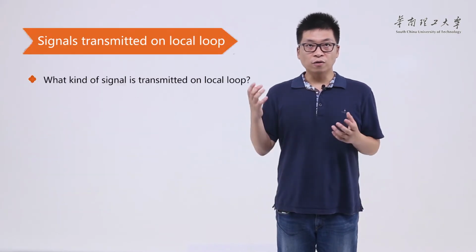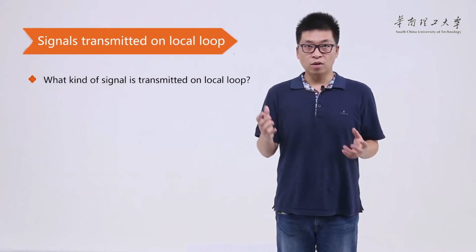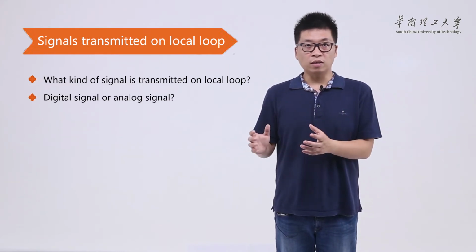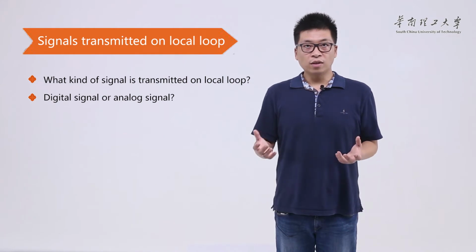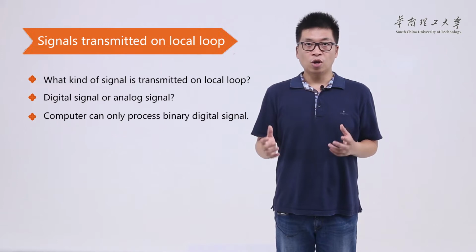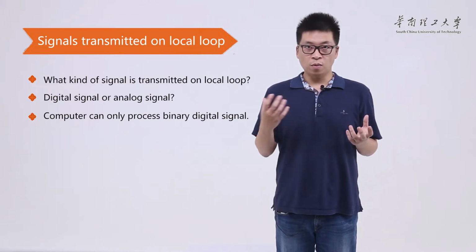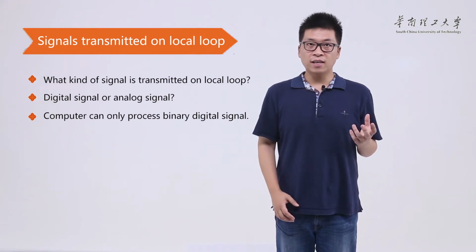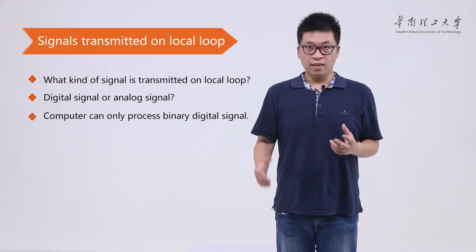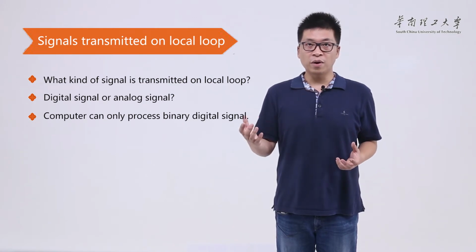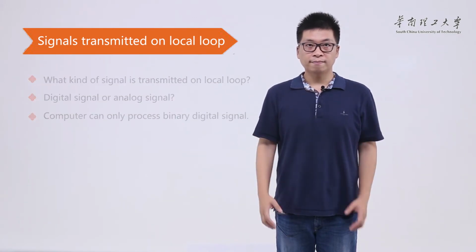What kind of signal is transmitted on local loop? Is it digital signal or analog signal? As we know, computers can only process binary digital signals, which are zeros and ones. Binary digital signal can be easily represented by square waves. It seems to be a good choice to simply use square wave on local loop.